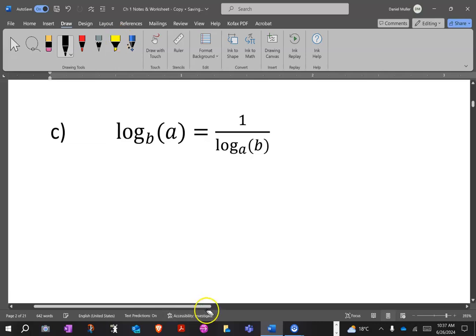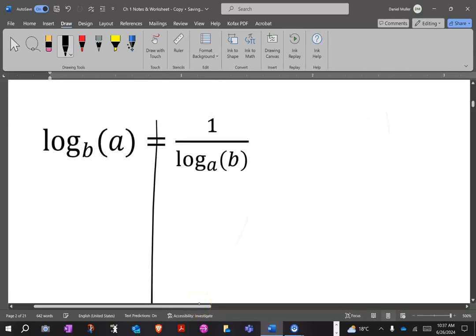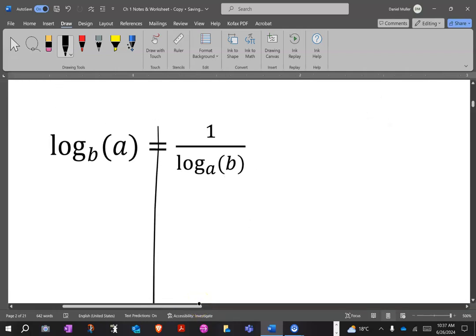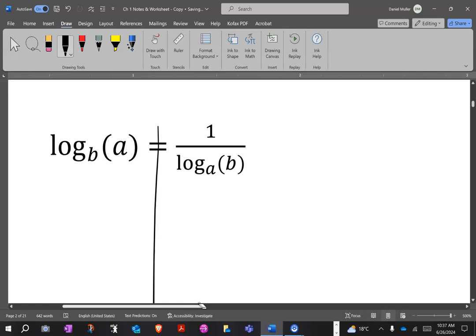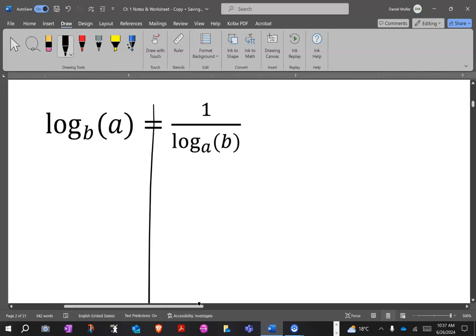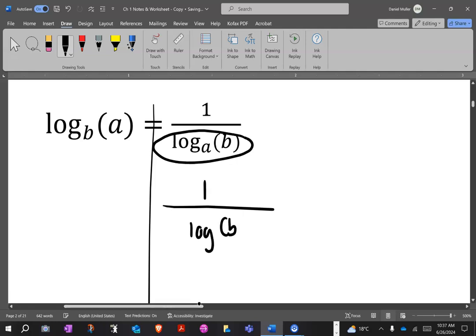I can't even draw a vertical line here. Okay, well, that's not very good, but we've got this, and you can see, oh, they're the same, but they've been kind of flipped. Well, one of the things we can do is a log trick, which is called change of base. So all that means is we have 1 over. We could change this to log of b divided by log of a.